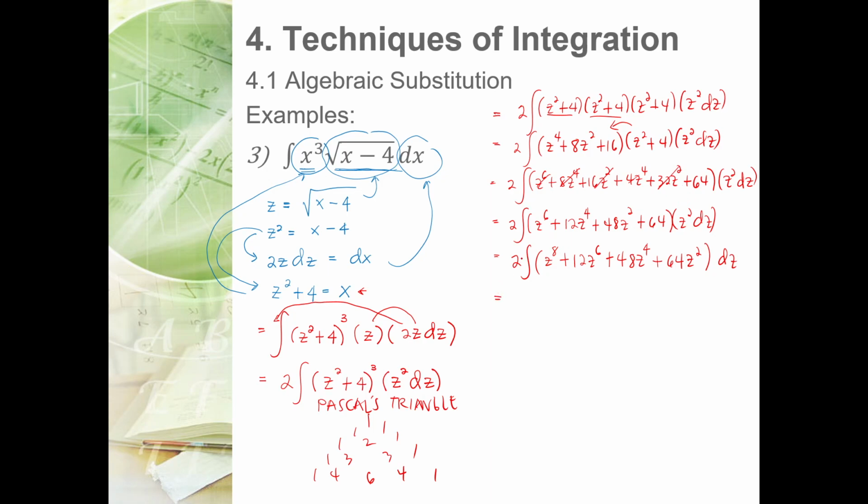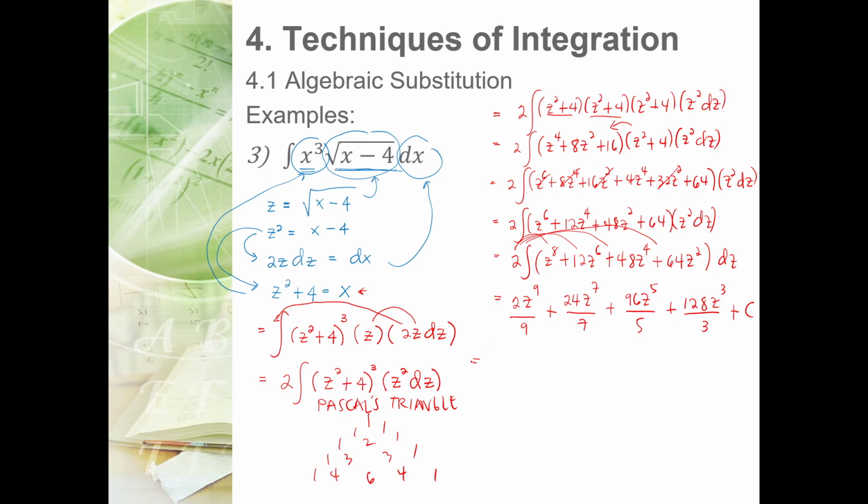So, don't forget to multiply 2 to every integration process. So 2z to the 9 over 9 plus 24 z to the 7th over 7 plus 96. So 48 times 2 is 96. So z to the power of 5 over 5 plus 128 z cubed all over 3 plus c. So don't forget to, again, bring back the value of your z parameter.